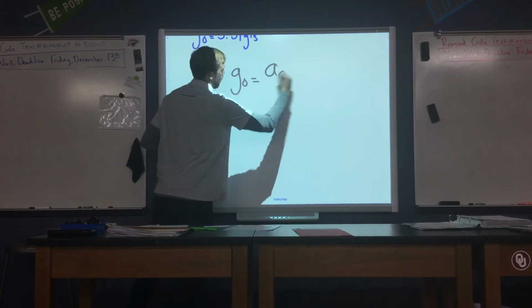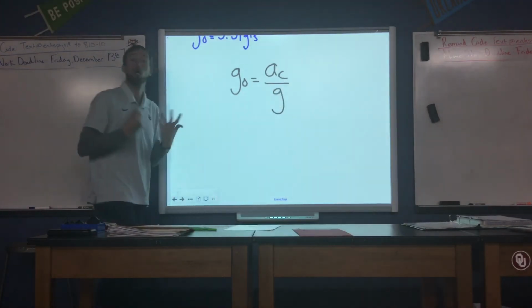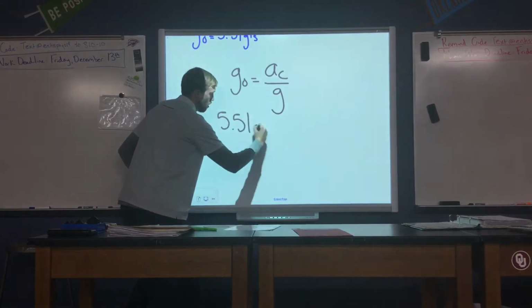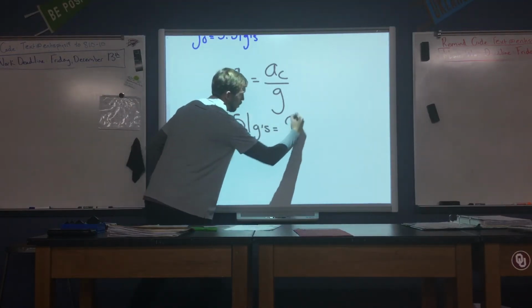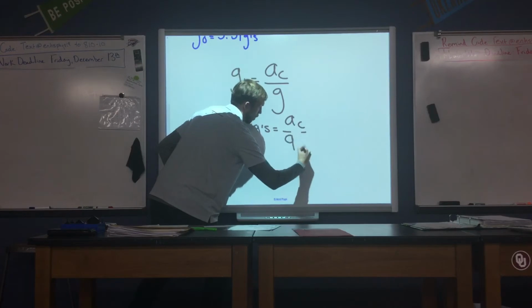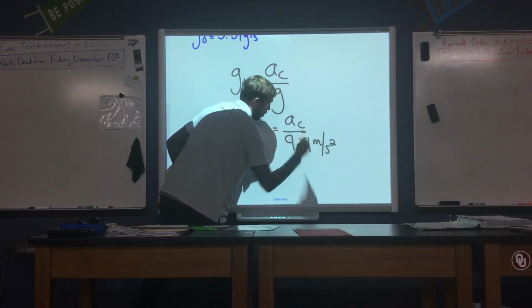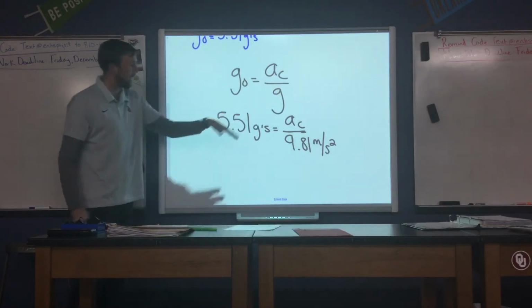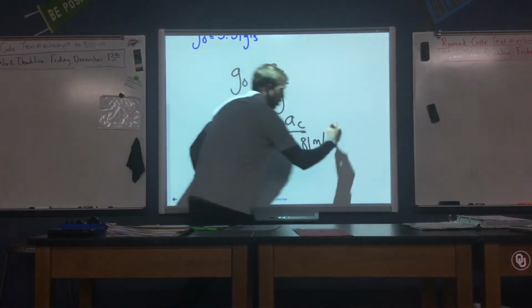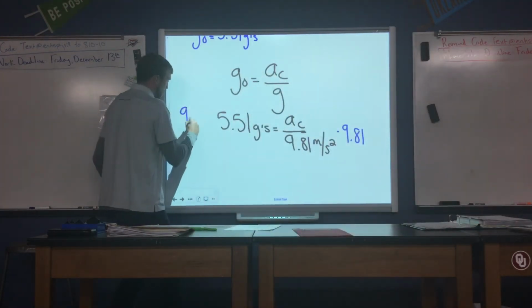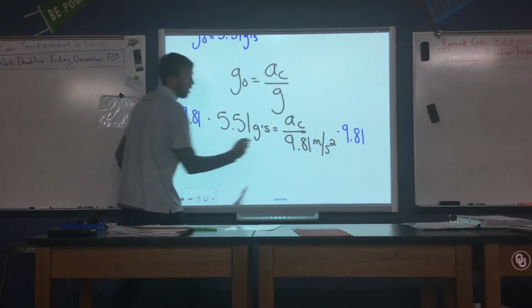G-force is the centripetal acceleration over our local acceleration due to gravity. So we're told the maximum G-force is 5.51 Gs. That's equal to our centripetal acceleration divided by 9.81 meters per second squared. Now that I'm here, I can pretty easily rearrange to get my centripetal acceleration. Just multiply by 9.81 onto both sides of my equation here.